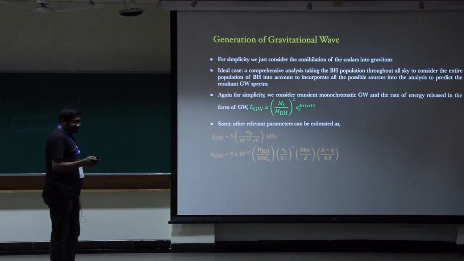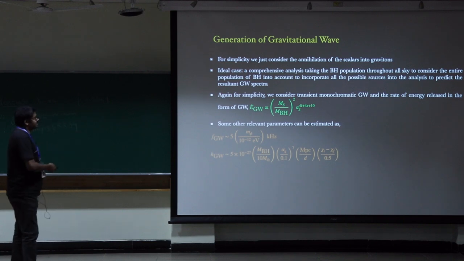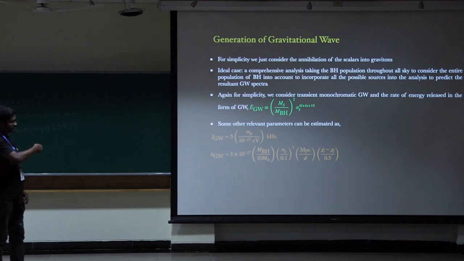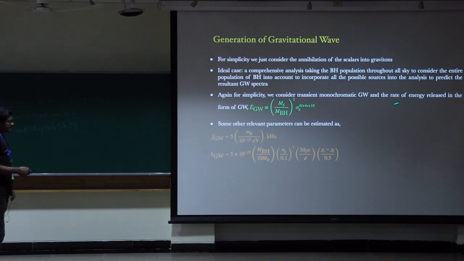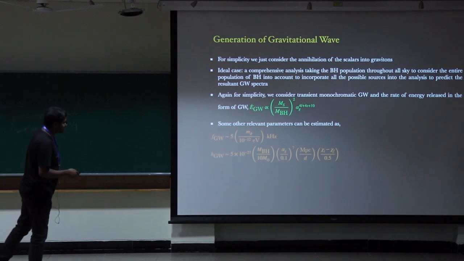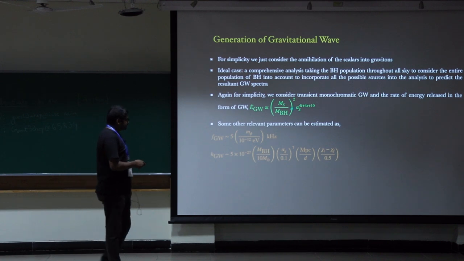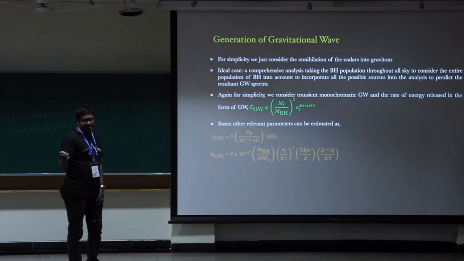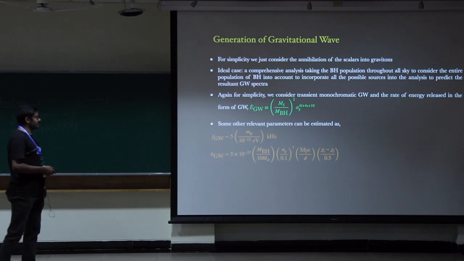Now, another step of simplicity that we are using is that we are considering the transient monochromatic gravitational wave that can be generated from this kind of annihilation, and the energy release in the form of gravitational waves can be given by this. I think there is a typo. This M_SU should read as M_phi, and M_BH is just the mass of the black hole, and alpha_G is the gravitational fine structure constant that I already discussed.